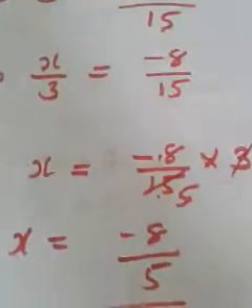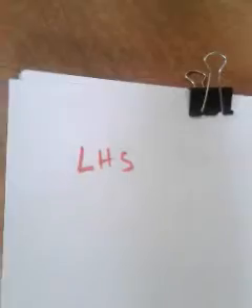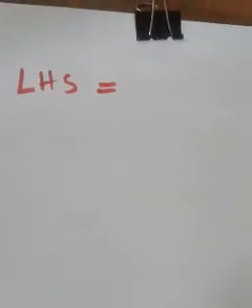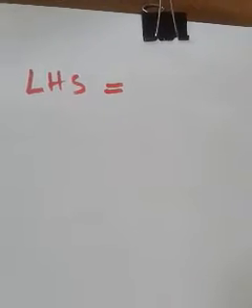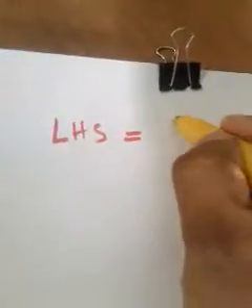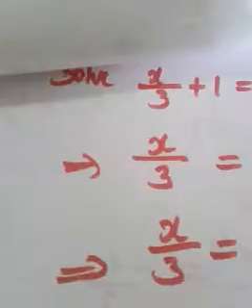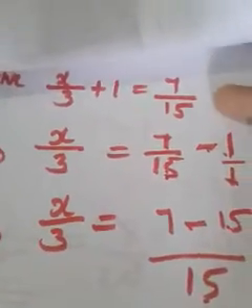Now it is the time to verify. In the previous method, we can use that method here in order to verify. In order to verify, we have to write LHS and RHS separately. Let me write LHS, then afterwards I will solve RHS. What is LHS? LHS is nothing but the left side of the equation, that is x by 3 plus 1. The RHS is 7 by 15. That we will write afterwards.